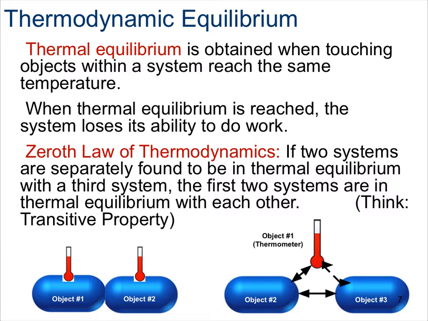The zeroth law of thermodynamics states that if two systems are separately found to be in thermal equilibrium with a third system, the first two systems are in thermal equilibrium with each other. That is, all three systems are at the same temperature. This concept is similar to the transitive property found in mathematics. If A equals B and B equals C, then A has to also equal C.